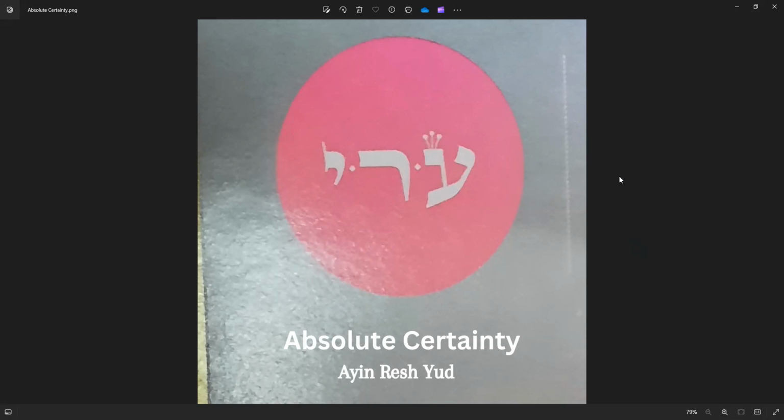I'm going to give you guys a minute to look at the symbol for Ayin, Resh, and Yod. If you look at your screen, we're going from right to left for this, the divine name for absolute certainty. Ayin, Resh, and Yod. We're going to use this in the meditation.